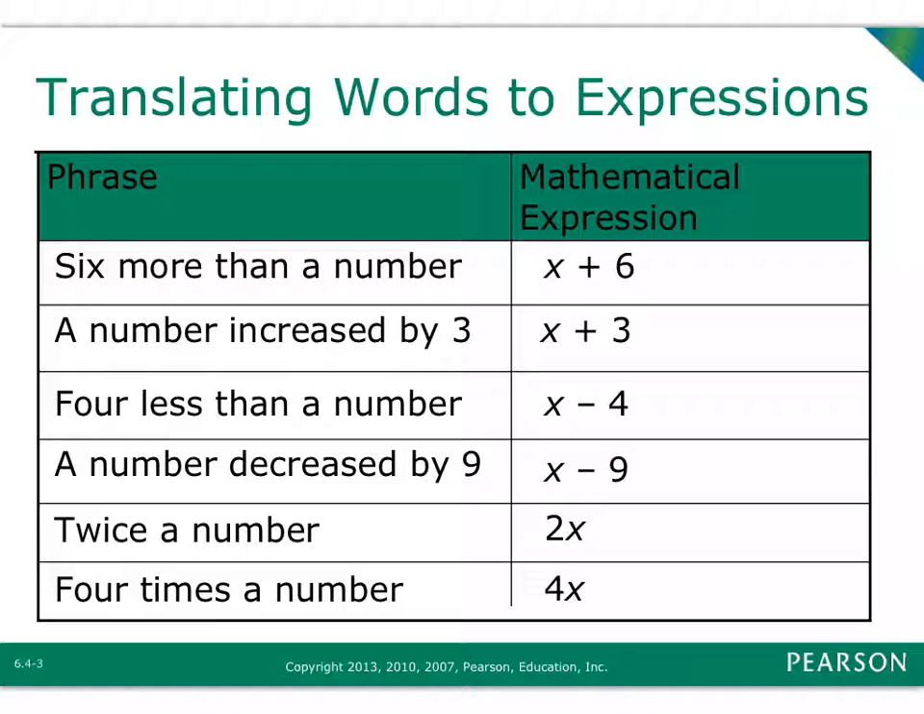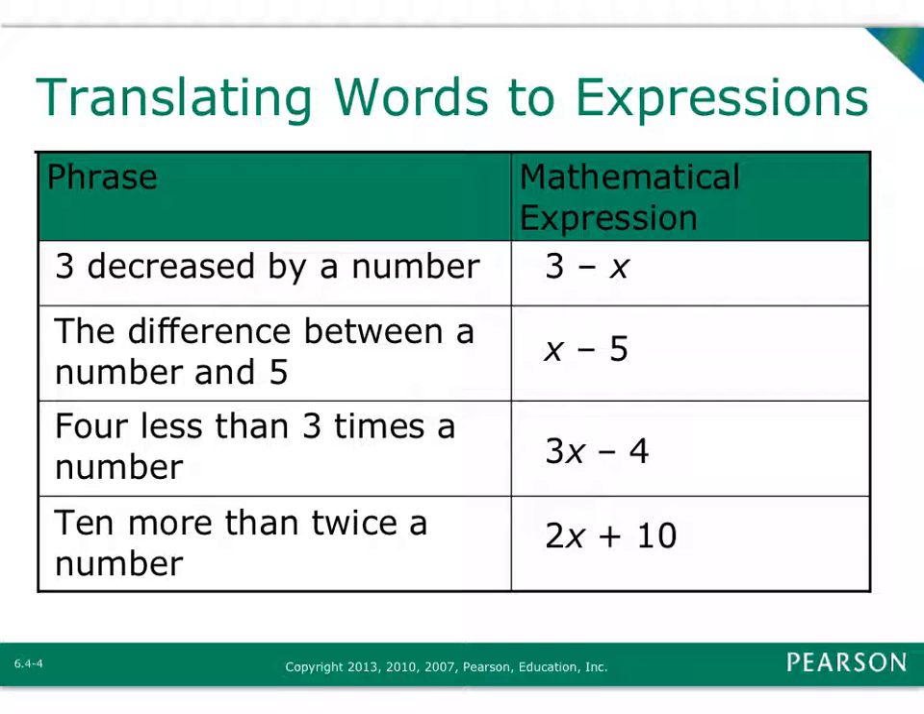So for example, here are some phrases: 6 more than a number, right? So that's x plus 6. A number increased by 3, x plus 3. 4 less than a number, x minus 4. A number decreased by 9, x minus 9. Twice a number, 2x. 4 times a number, 4x.